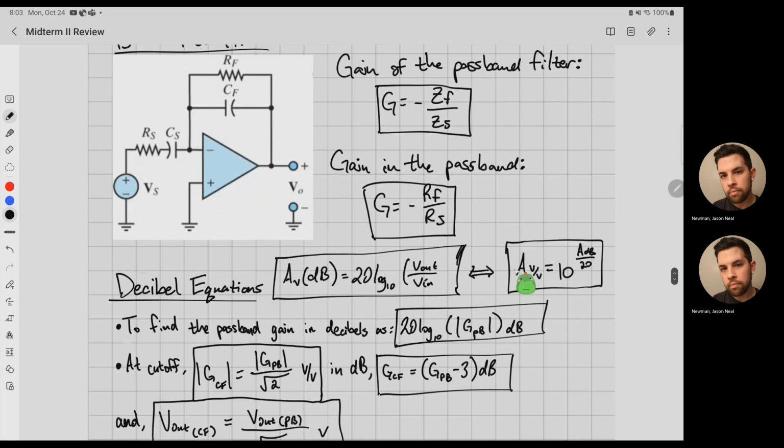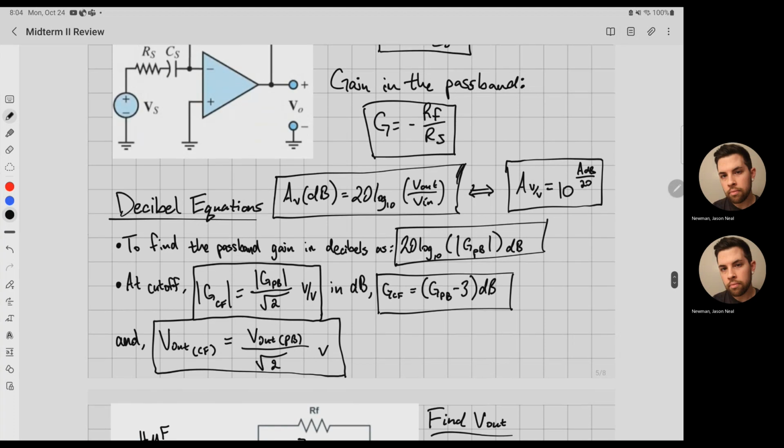And here's a conversion right here between these two. So if you get your gain in decibels and you want to put it in volts per volt, you would use this formula. And if you have your gain in volts per volt, you would use this equation, you could do it either way. If you want it in dBs, you would use this equation on an AV that's in volts per volt. If you wanted your gain in volts per volt, you would use this equation on a gain that's in decibels already.